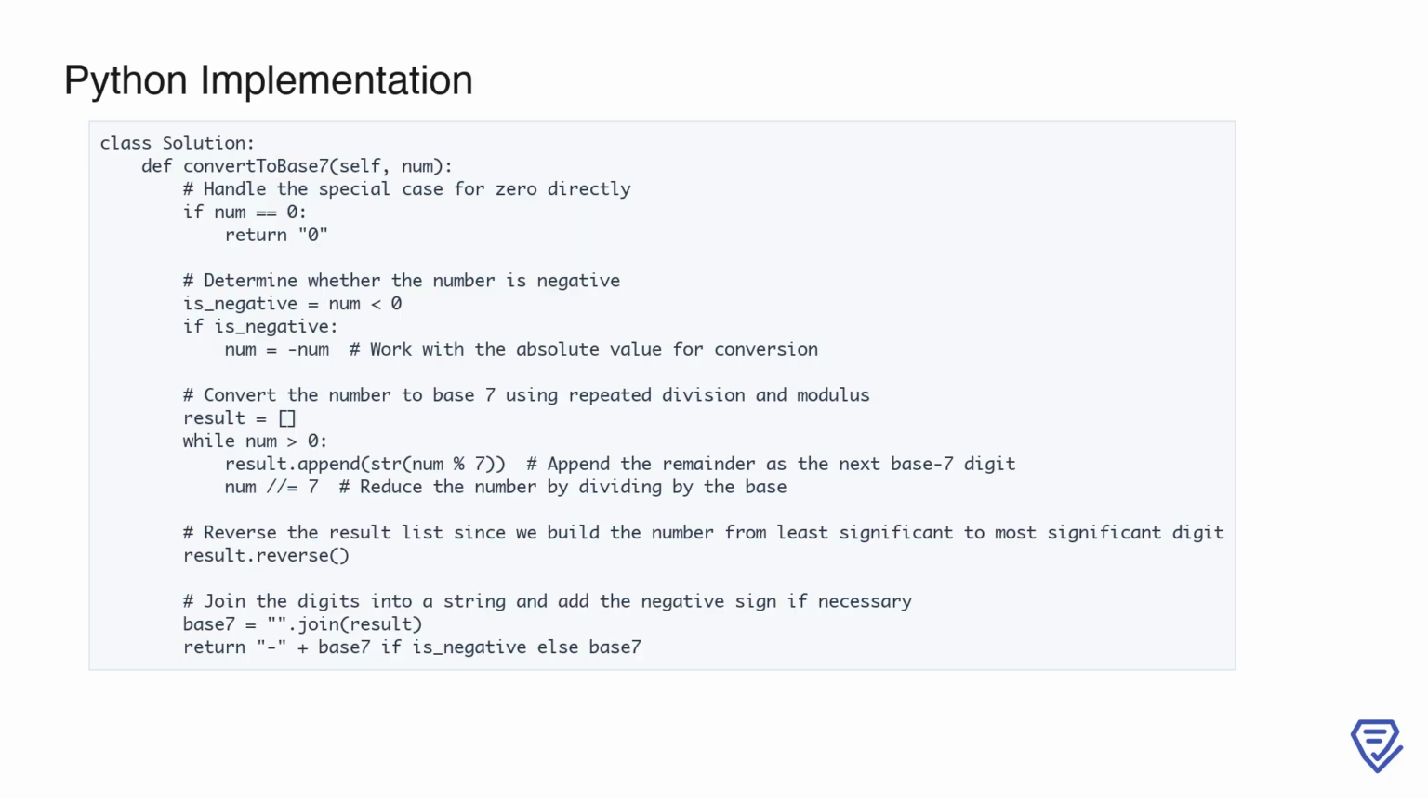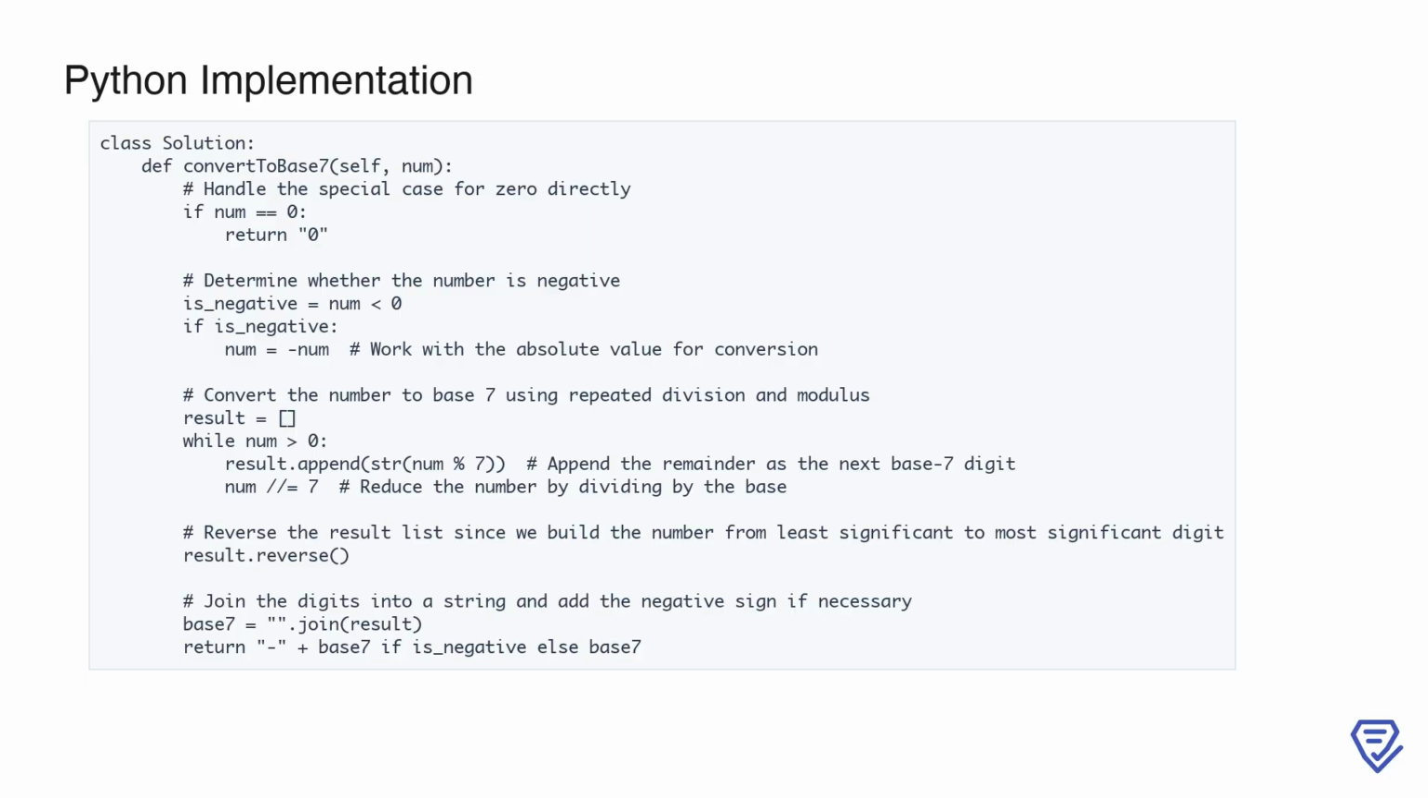Therefore, we reverse the list using result.reverse. 5. We join the digits in result into a string using .join(result) to form the base 7 representation. 6. Finally, we check the is_negative flag. If the original number was negative, we prepend a dash sign to the base 7 string. Otherwise, we return the base 7 string as is.